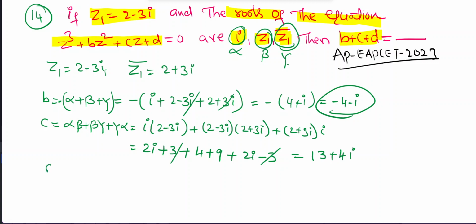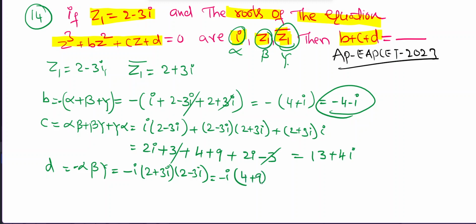And the value d is equal to minus the product of the roots, this is alpha beta gamma, so this is minus i into 2 plus 3i into 2 minus 3i. So this is equal to minus i into 2 plus 3i into 2 minus 3i. This is a plus b into a minus b, a square minus b square. This is 4 plus 9, that is equal to minus 13i.